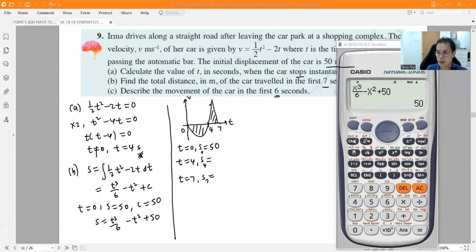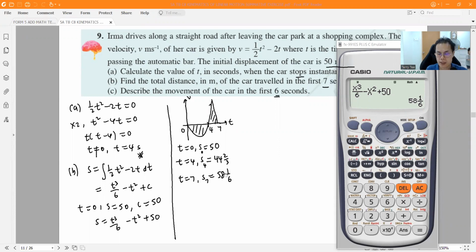Then you calculate with 4. I got this value, which is 44 2/3. Yeah, 44 2/3. And the next one is to calculate with 7. I will get this value, a big number here, 58 1/6. Yeah, 58 1/6.